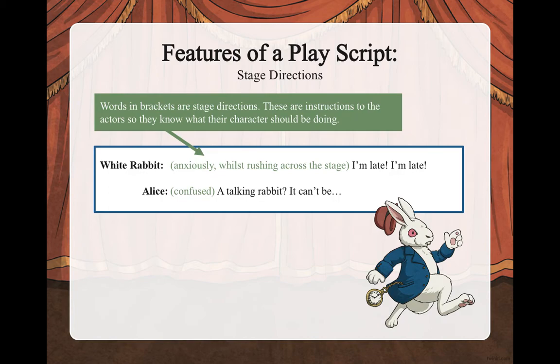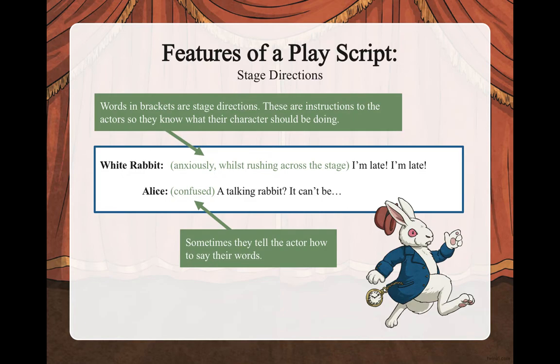And of course, the rabbit's saying, I'm late, I'm late. And by saying that with the exclamation mark, obviously the rabbit's a bit concerned that they are running late. And then the second character, Alice, has the stage directions confused. So Alice has to take on that character and portray being confused. So, a talking rabbit? It can't be. Of course, I imagine Alice has never ever seen a talking animal, let alone a talking rabbit.